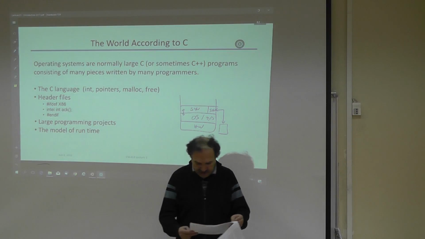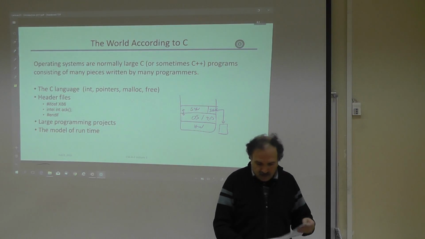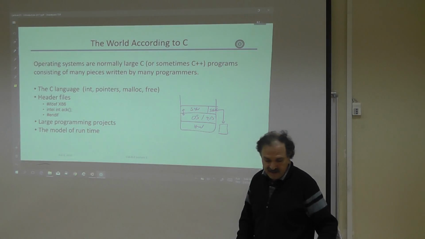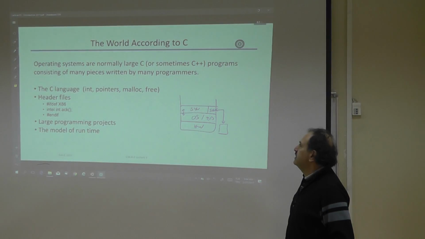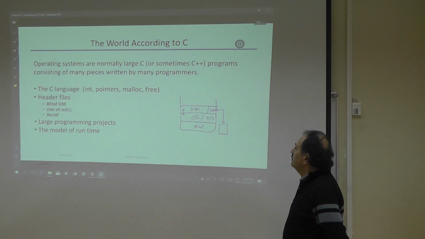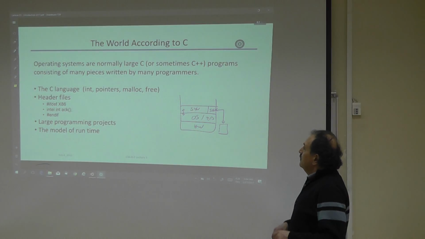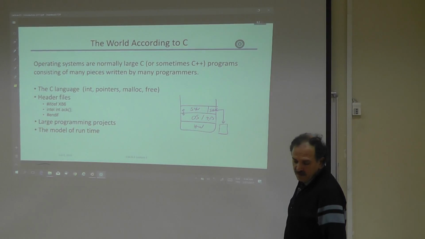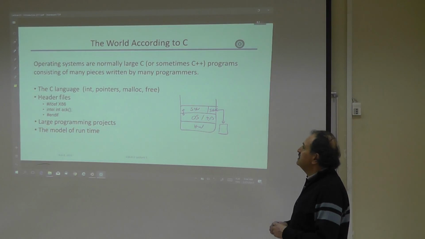Okay, if there are no questions, then I will talk a little bit about how to write operating systems. Operating systems are written in C. Okay. So if you know C, you can write operating systems. Well, it's not that easy, but you need to know what C is about. People sometimes use C++, but most of the time they use C, and the C programming language alone is not enough to write the operating system.